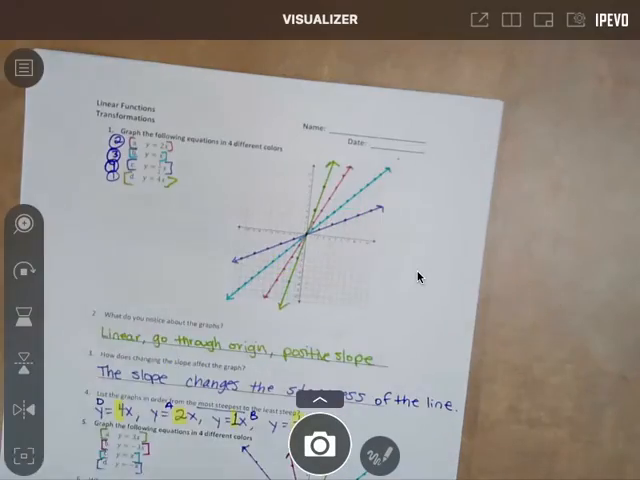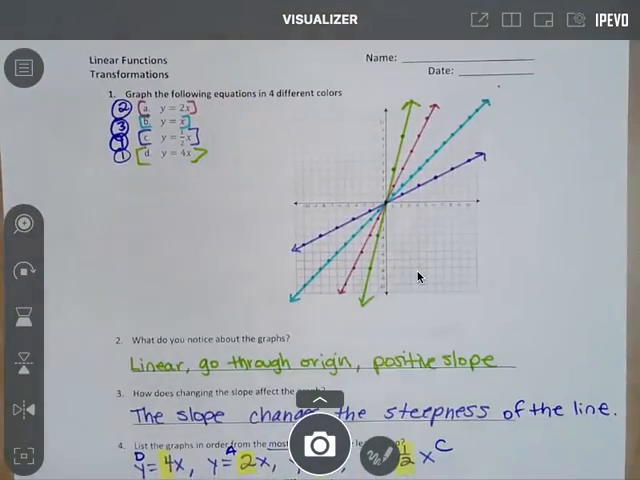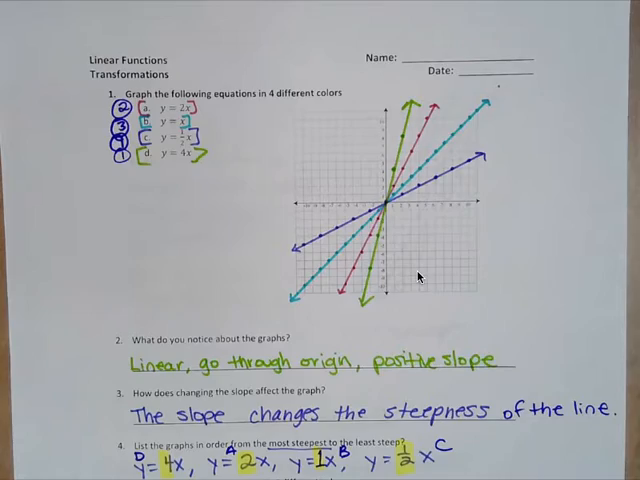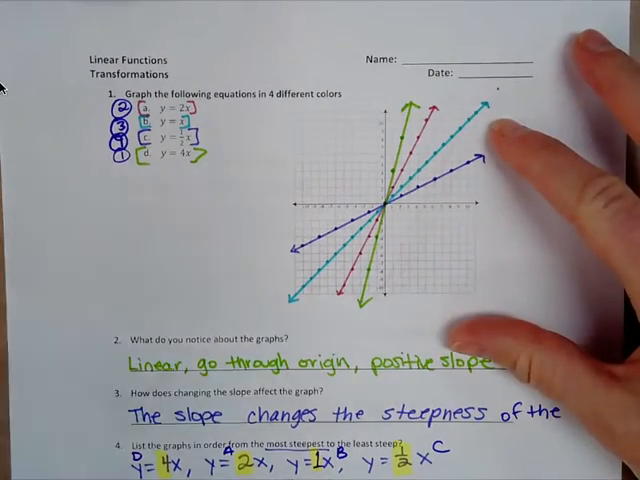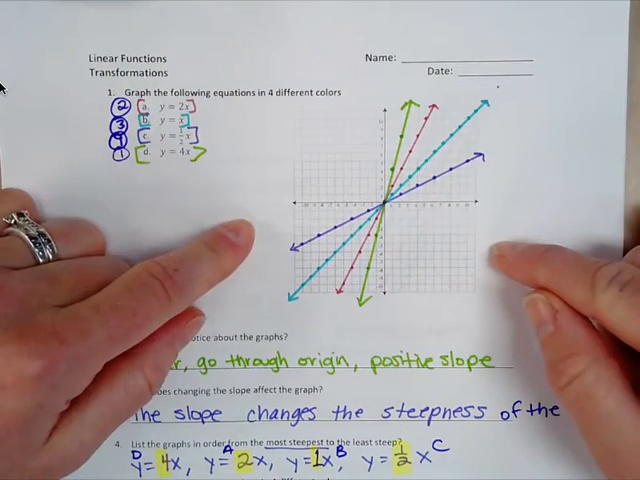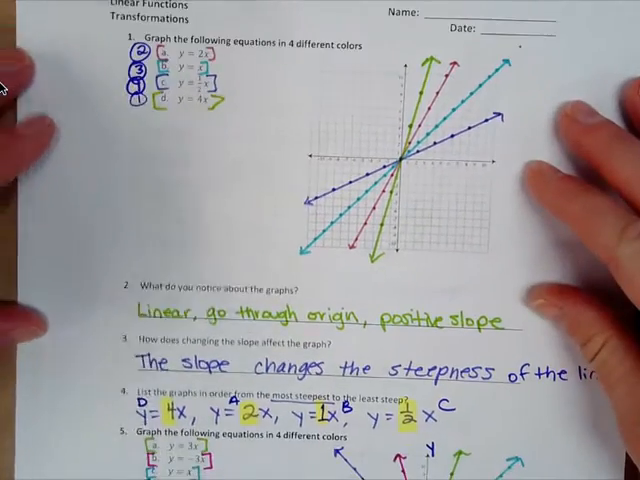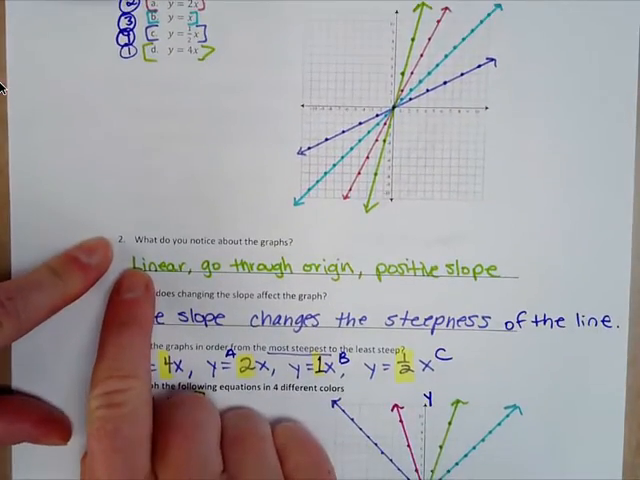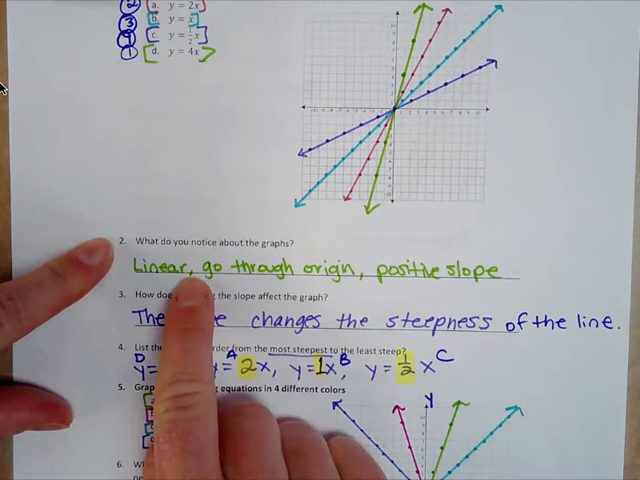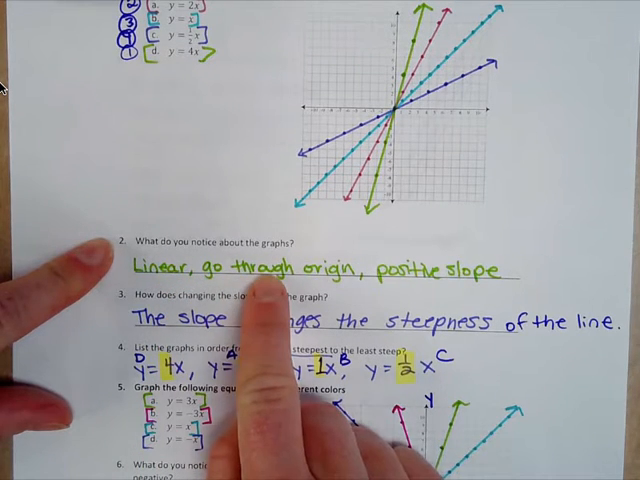Look at the notes here. It says graph the following in 4 different colors. So here's what it should look like. I have a different graph on mine, but it should still look the same. Something that we notice is that it's linear, goes through the origin, and they're positive.